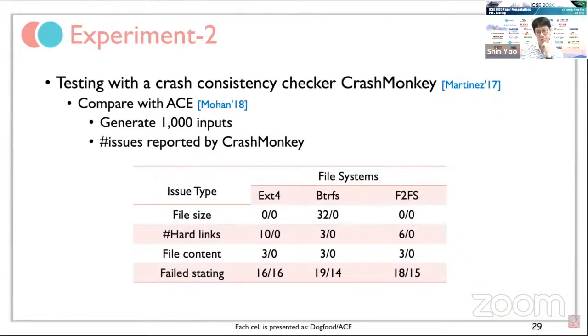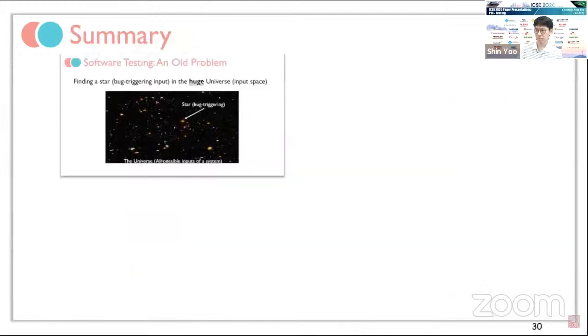In the second experiment, we compared Dogfood with Ace using a crash consistency checker. Each of them generated 1,000 inputs for the checker, and we can see that Dogfood helped the checker detect much more issues, and it benefits the checker a lot.